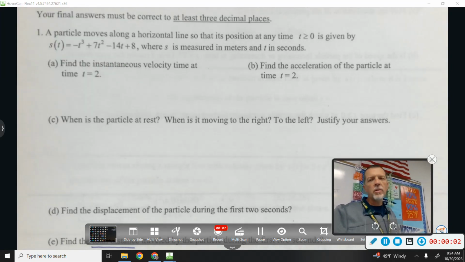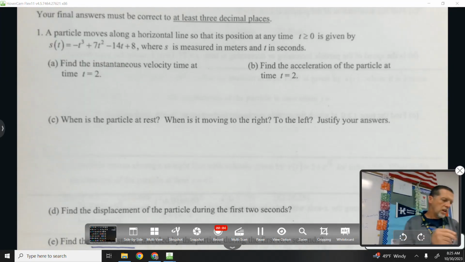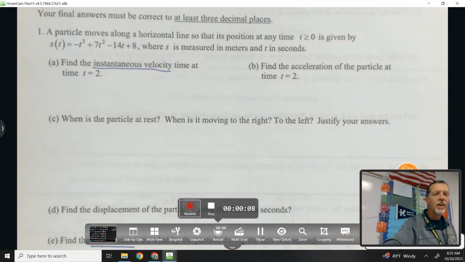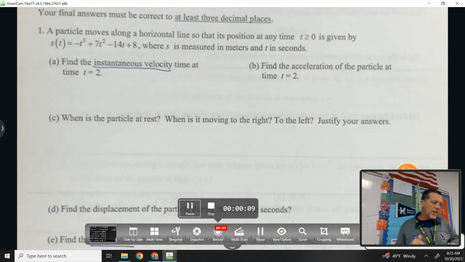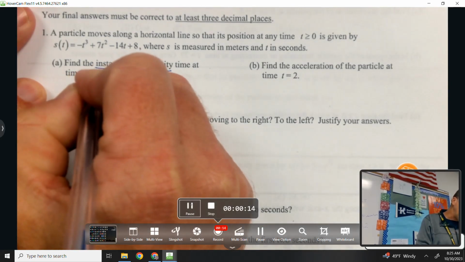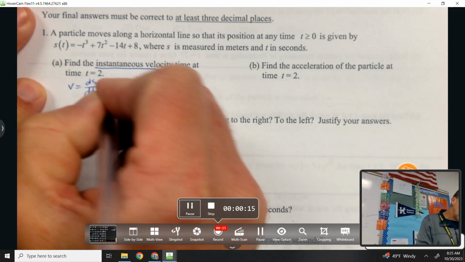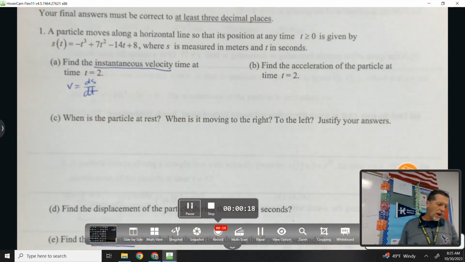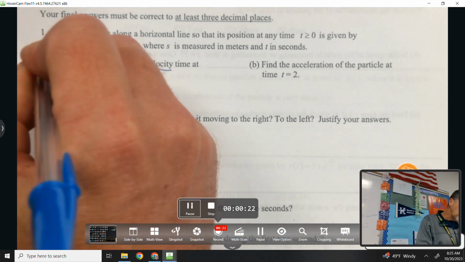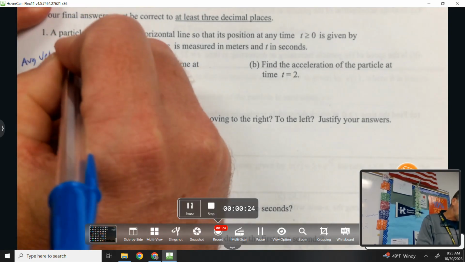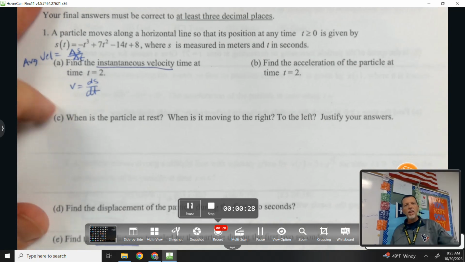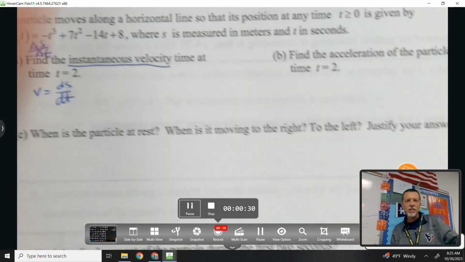Alright, so looking at worksheet 3, number 1, instantaneous velocity. So instantaneous velocity would be ds/dt, as opposed to, it didn't ask for average velocity, but average velocity, because this messes people up, would be change in s over change in t. That's an algebra slope thing. Instantaneous velocity is a calculus slope thing.